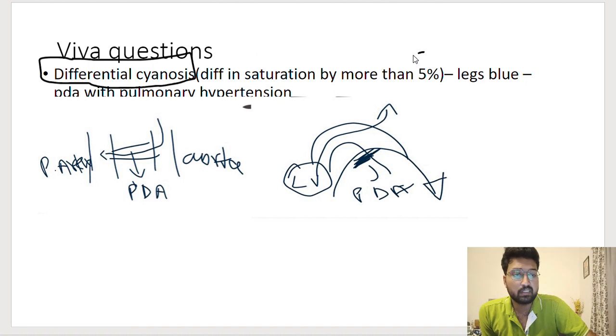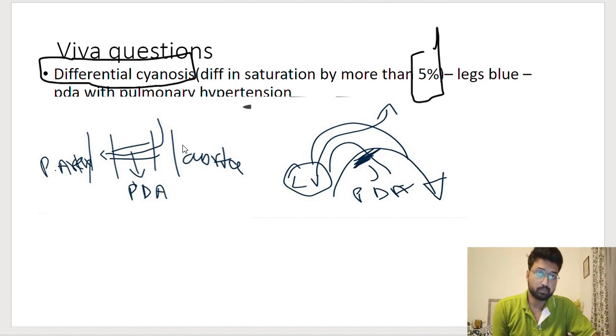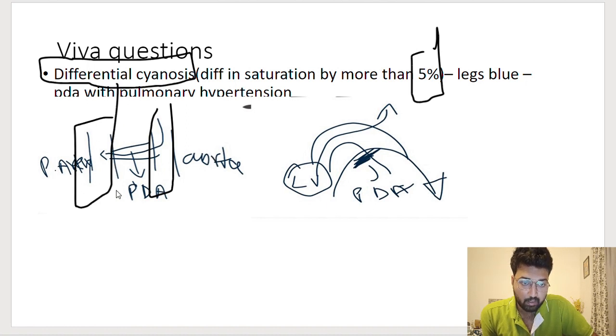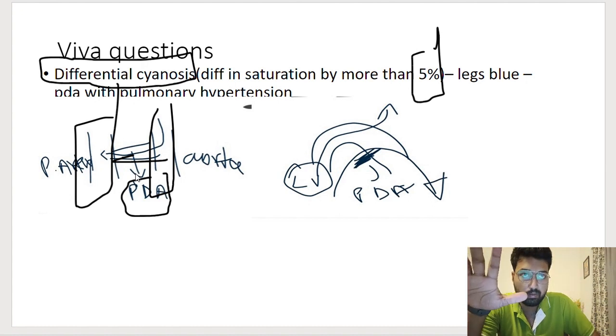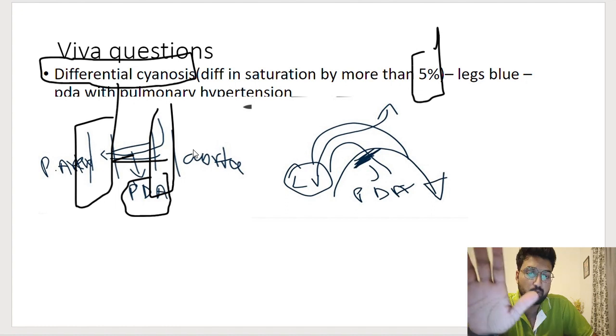The technical definition is a difference of more than 5% in the legs and arms. So where can we see this? See, this is the aorta, and this is the pulmonary artery. What is this connection between the aorta and pulmonary artery? This is a patent ductus arteriosus. In the aorta there will be high pressure because it has to pump blood to the entire body. The pulmonary artery is a low pressure zone.